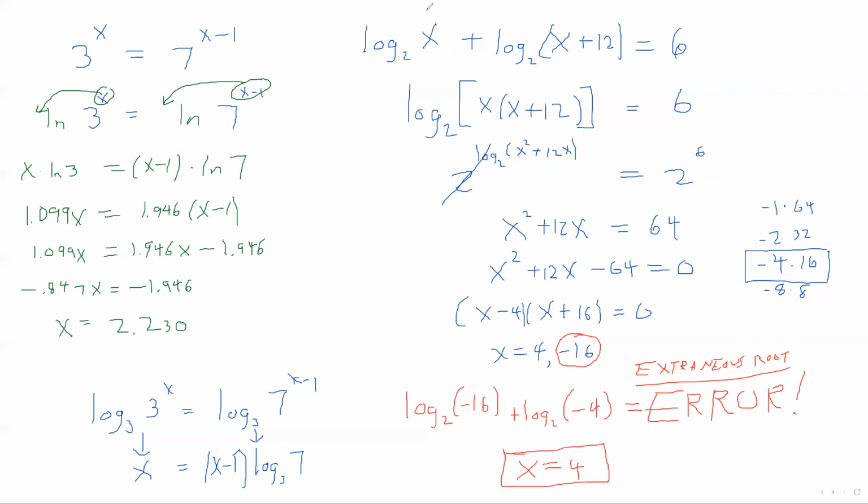Because if you put a 4 here, and you put 4 here to get 16, log base 2 of 4, 2 to the second is 4, so this right here is equal to 2. And 2 to the fourth is equal to 16, so this right here is equal to 4, and sure enough, 2 plus 4 is 6.